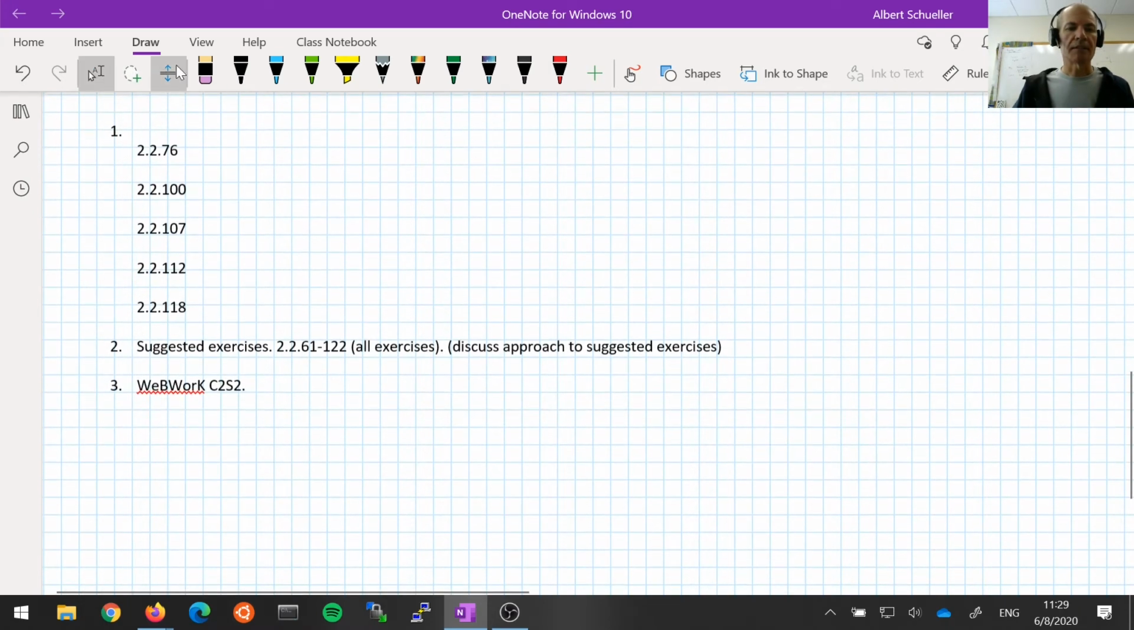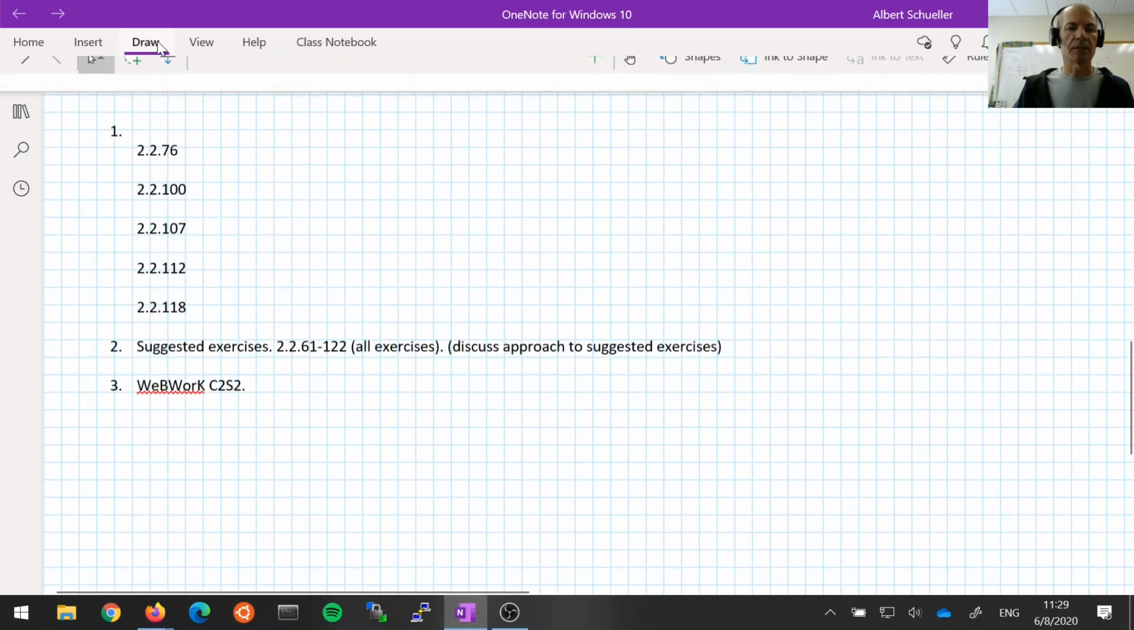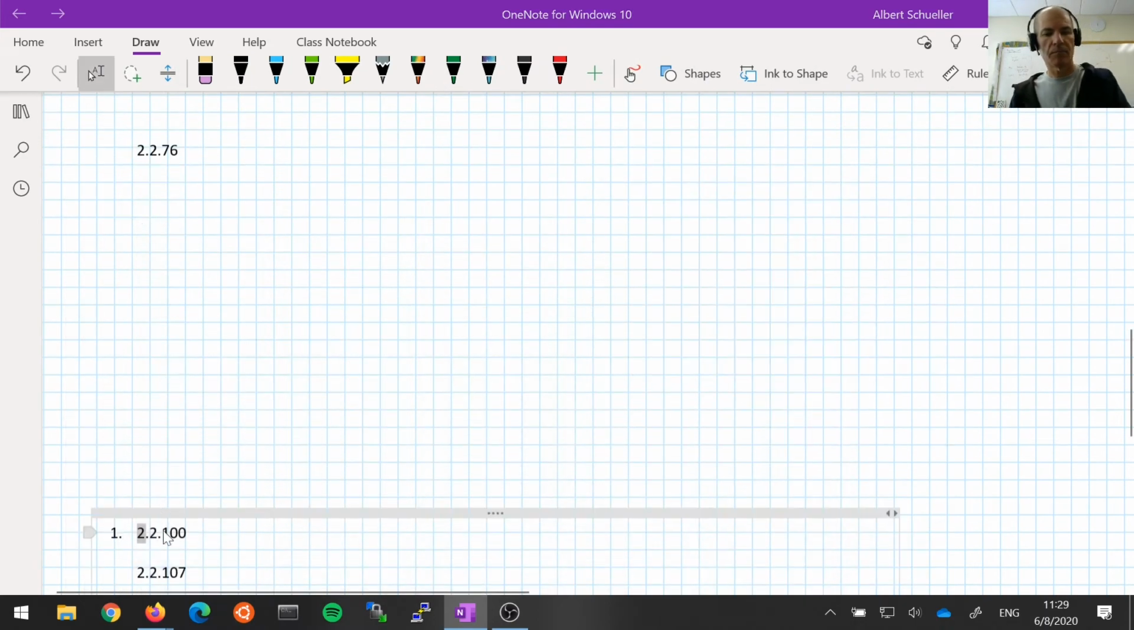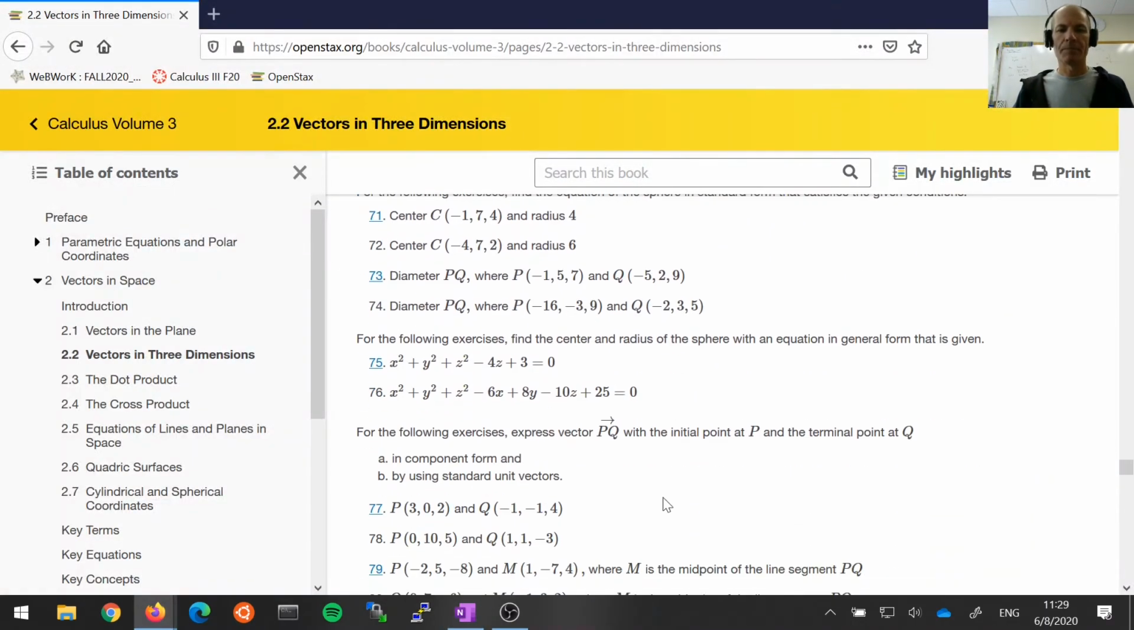Okay, let's look at 76. In 76, we want to find the center and the radius of the sphere with the given equation. I chose this one because it illustrates a technique that you should all refamiliarize yourselves with. Let me make a copy of this.